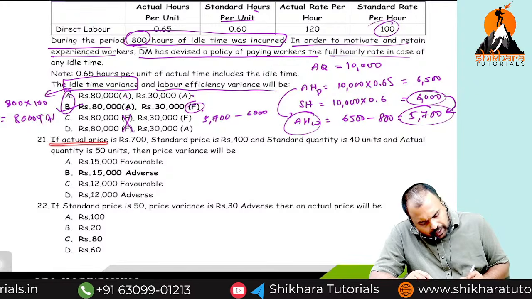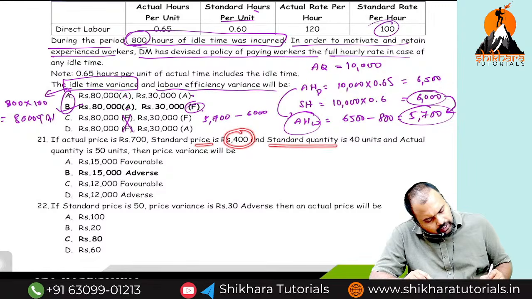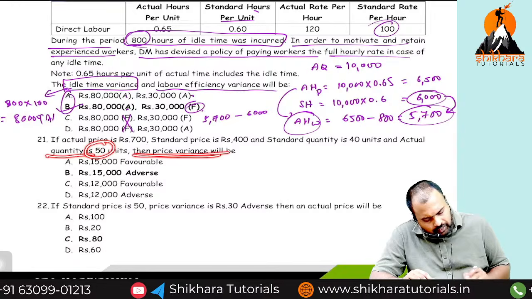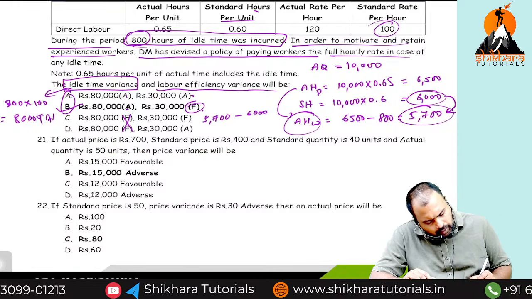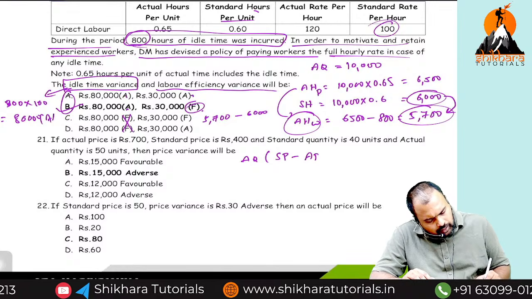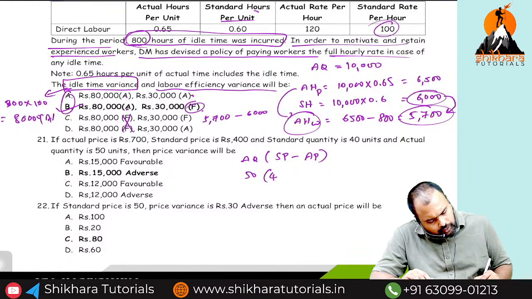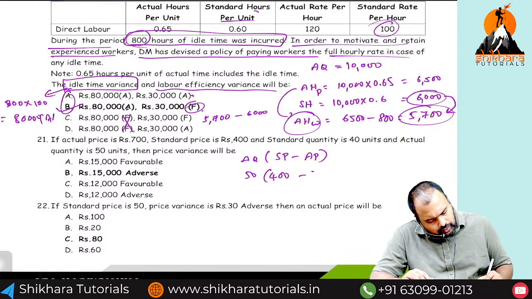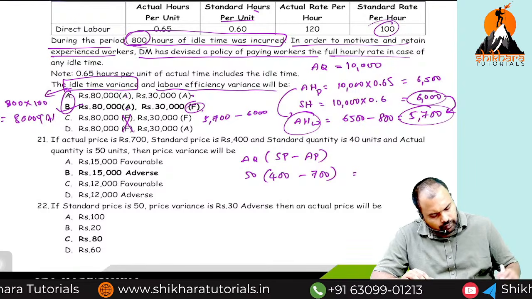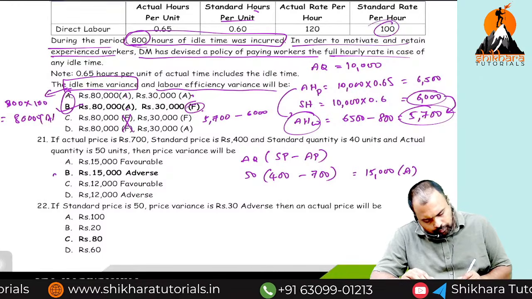If actual price is 700, standard price is 400, and standard quantity is 40 units and actual quantity is 50 units, then what is the price variance? Price variance is direct application of the formula, which is actual quantity into standard price minus actual price, where actual quantity is 50, standard price is 400, and actual price is 700. So which is 50 into 300, which is 15,000, negative, adverse.